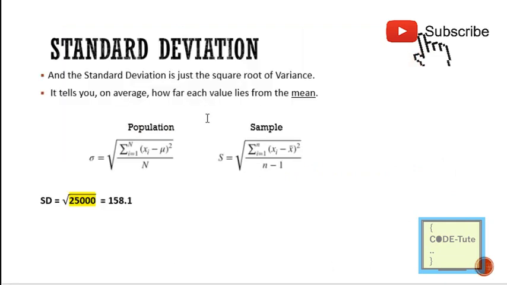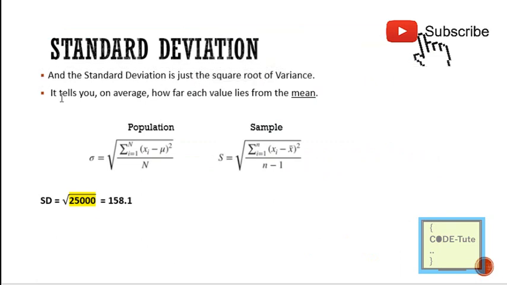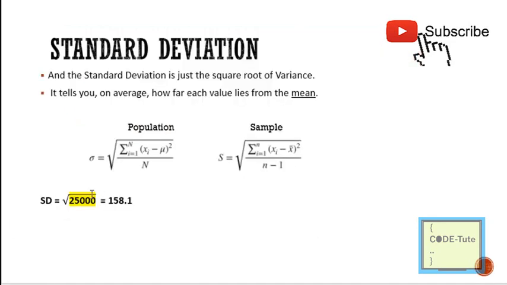Now, what is standard deviation? Standard deviation is the square root of variance. It is just the square root of variance. So the only thing here is that I will take the square root of the variance I have calculated, the square root of 25,000, which is 158.1. So this is the standard deviation.